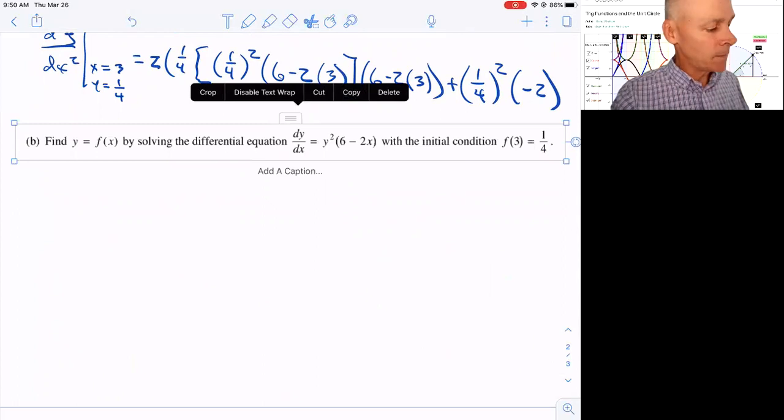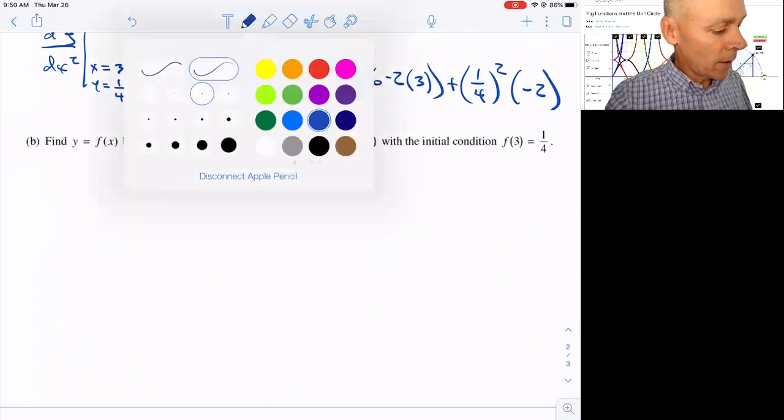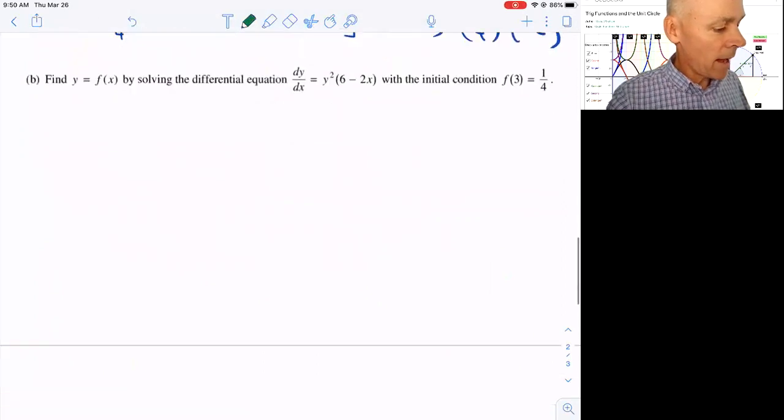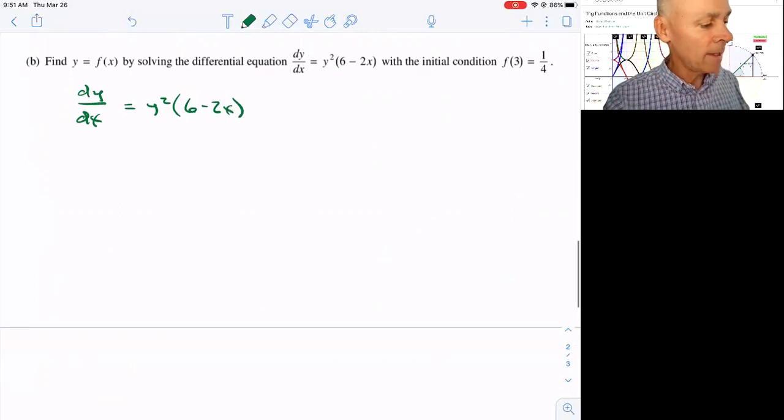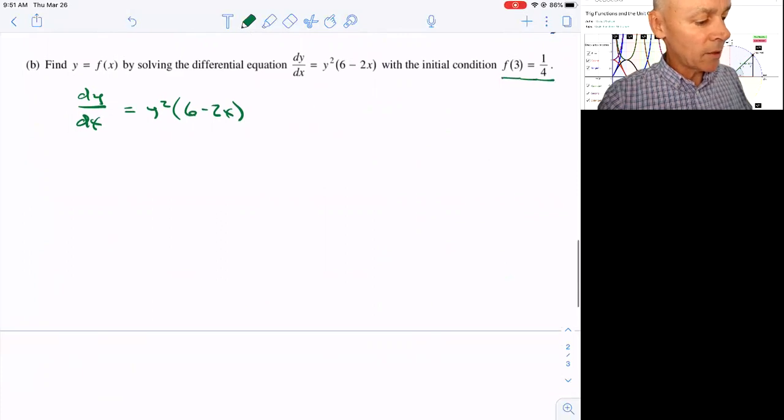All right, so we're going to start with our differential equation. dy/dx is equal to y squared times the quantity 6 minus 2x. Okay, and I'm just going to make a note. My initial condition is f(3) is equal to 1/4.